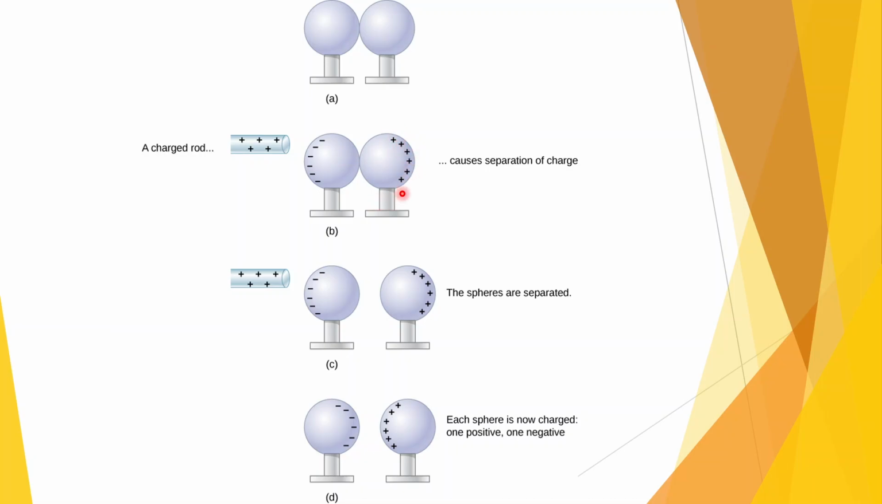Now, once we separate the spheres, okay, we still have the glass rod here, so say we just move this right one a little bit away, so we separate these spheres, and then remove this charged rod from the situation. Now both of these spheres are charged. One has a negative charge that was closer to the glass rod, and we have a positive charged one that was further away. So this is another case of induction.